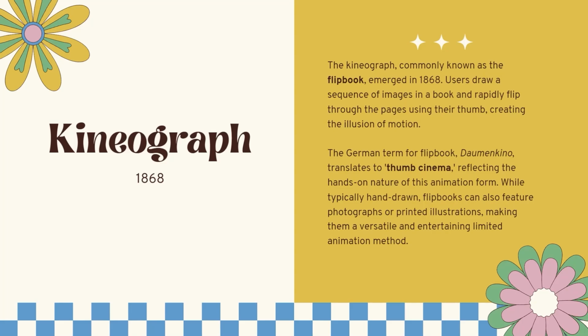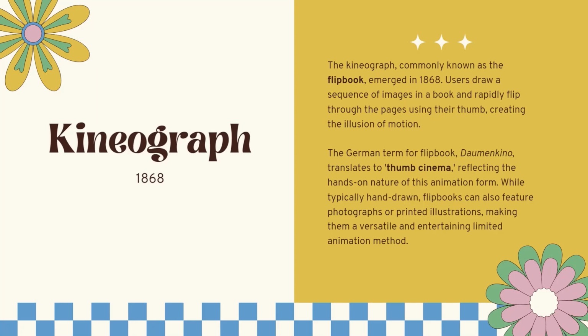What happens is that you draw a sequence of images in a book and then you use your thumb to flick through the pages quickly to create the illusion of motion. Funnily enough, the German word for flip book is Daumenkino, which translates to thumbed cinema. When you create your own flipbook, it's probably the simplest form of hand-drawn animation there is.